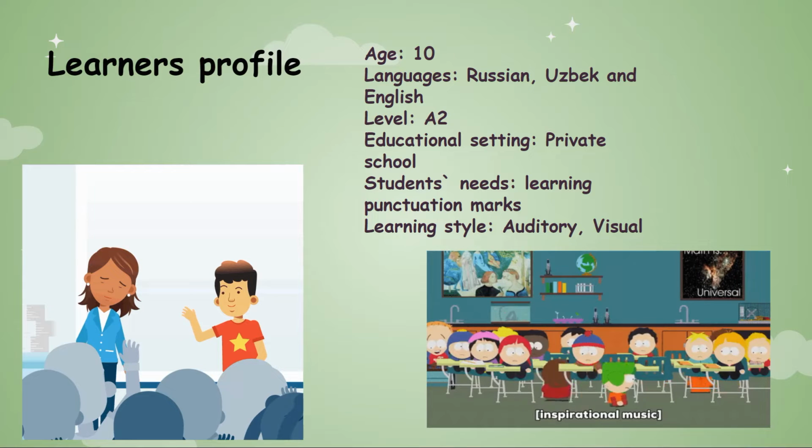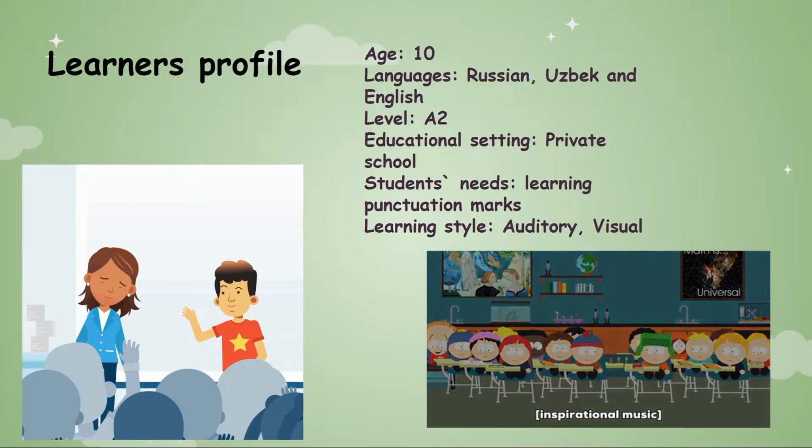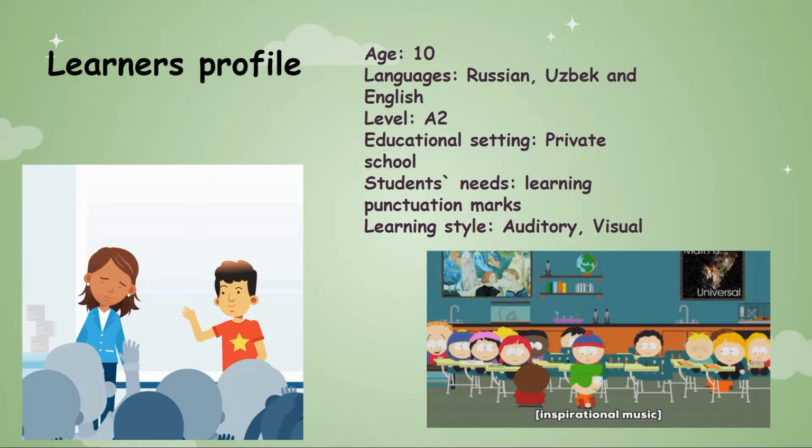So, let's talk about learner's profile. First, they are 10 years old, and it means they are kids. They have 3 languages. It means they are multilingual: Russian, Uzbek, and English. Their level is A2. They study at private school, which is situated in Tashkent region. And when we're teaching the students, we always should pay attention to their needs. Their needs is learning punctuation marks. And when we are researching, we came to conclusion that they are auditory visual learners.